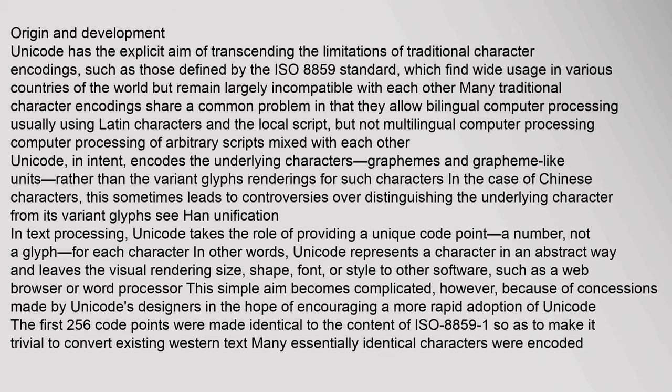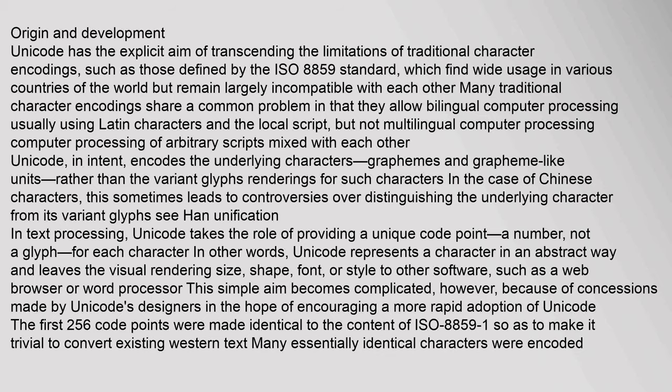Unicode, in intent, encodes the underlying characters, graphemes and grapheme-like units, rather than the variant glyphs (renderings) for such characters, in the case of Chinese characters. This sometimes leads to controversies over distinguishing the underlying character from its variant glyphs. See Han unification. In text processing, Unicode takes the role of providing a unique code point, a number, not a glyph, for each character. In other words, Unicode represents a character in an abstract way and leaves the visual rendering, size, shape, font, or style to other software, such as a web browser or word processor.